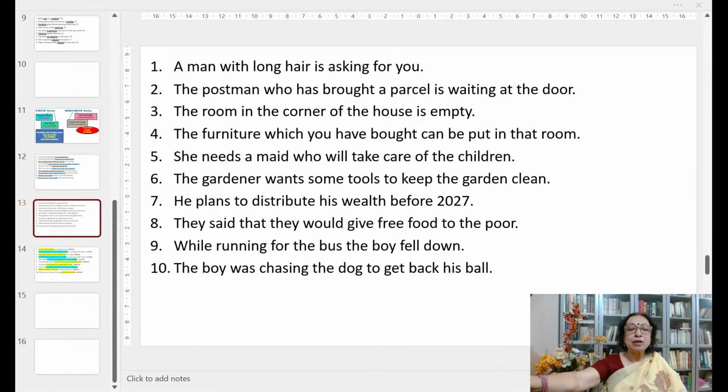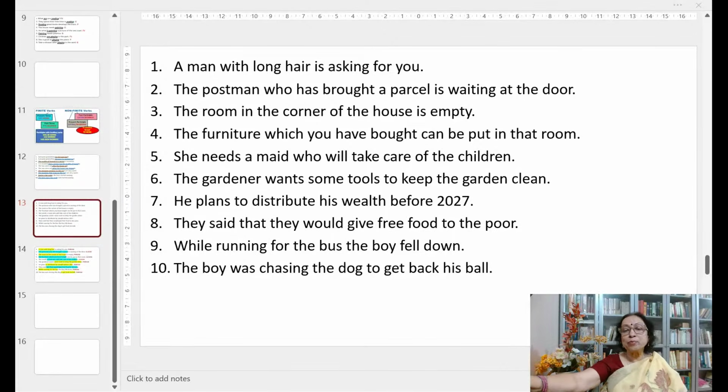Now we move. Do we have some more four? Answer four. Okay, now answer five. She needs a maid who will take care of the children. She needs a maid who will take care of the children is clause.